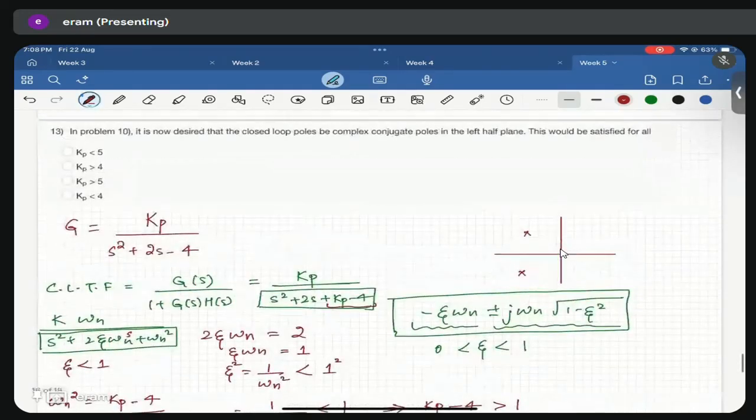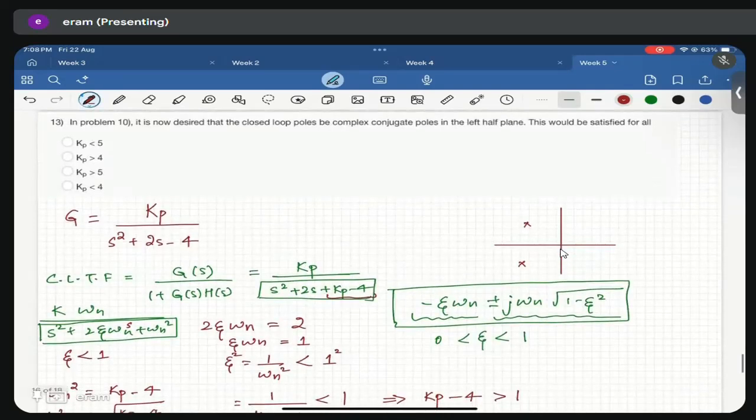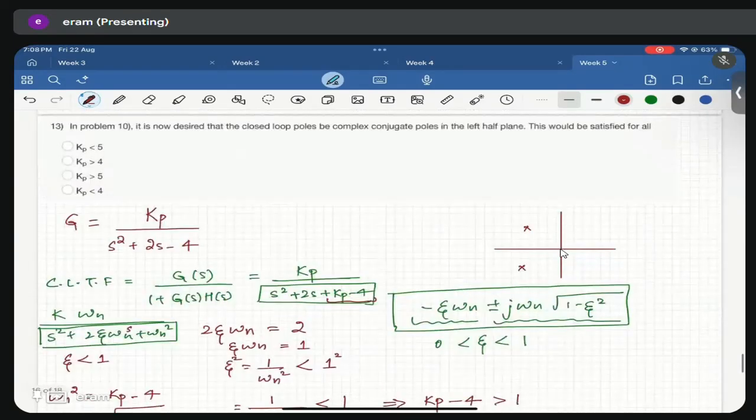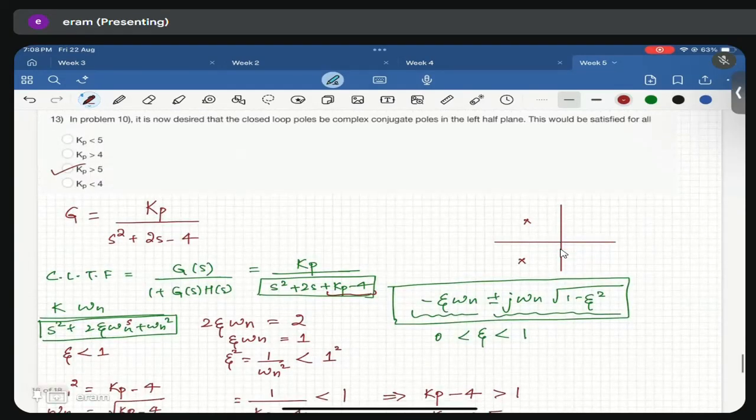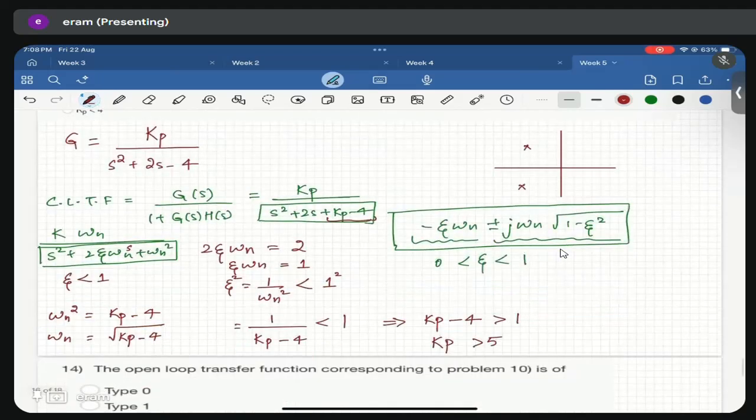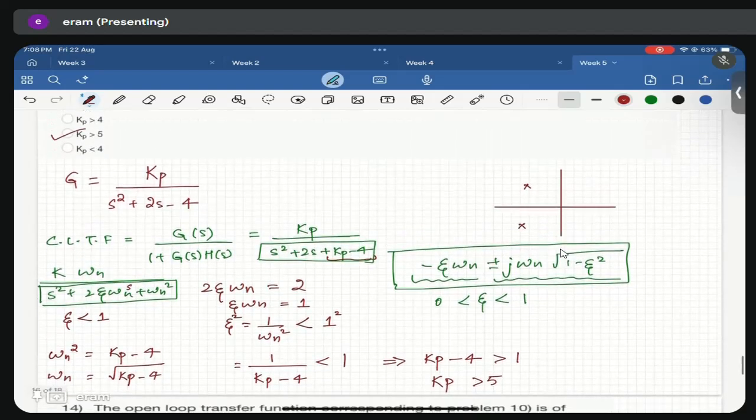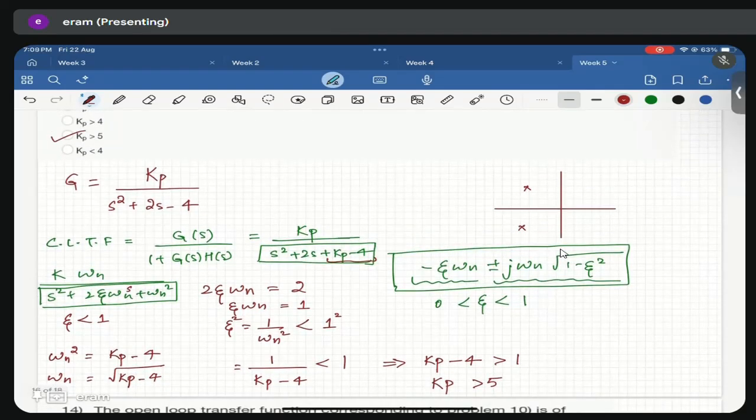Kp should be greater than 5. Any doubt? Yes, ma'am. To find this answer, I have used a property of quadratic equations.